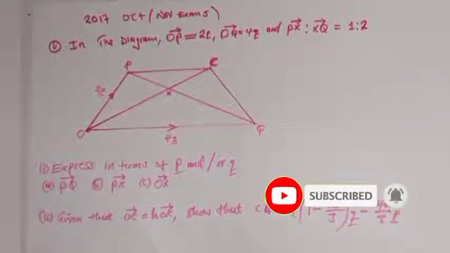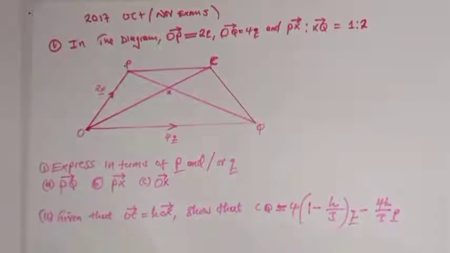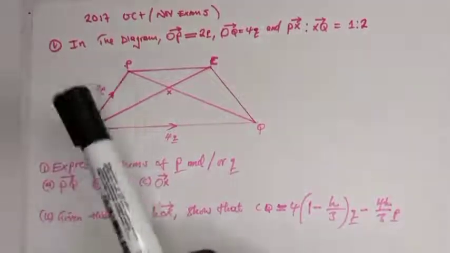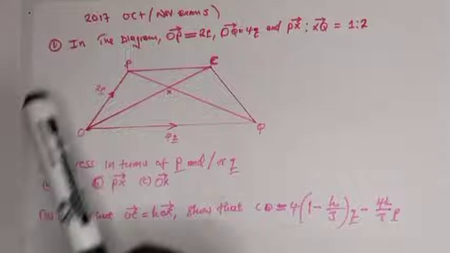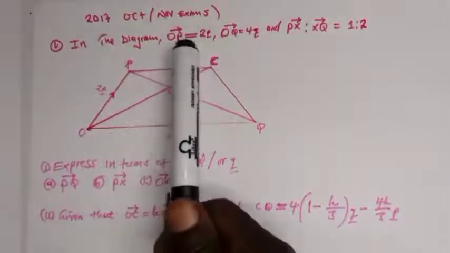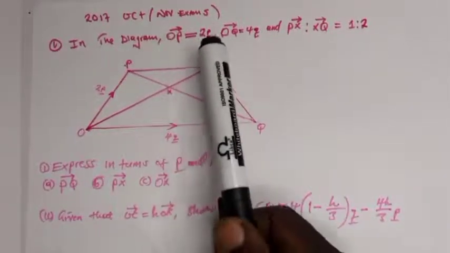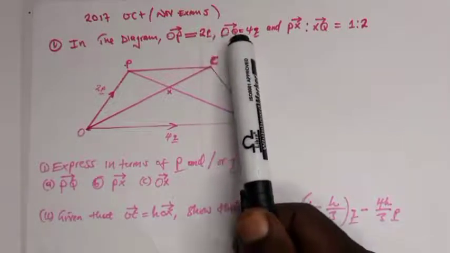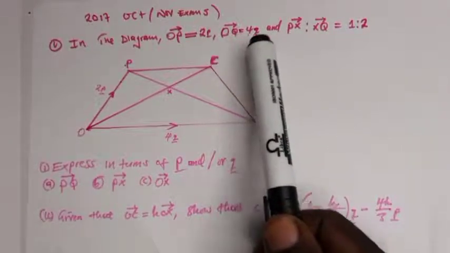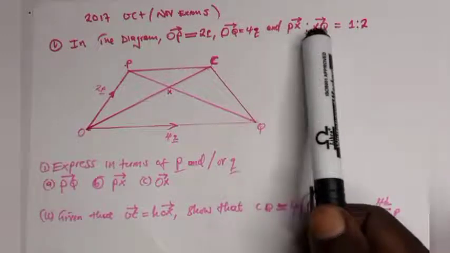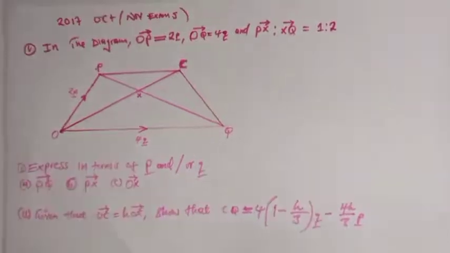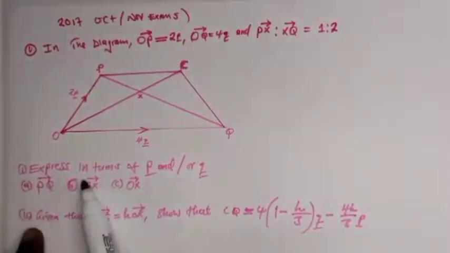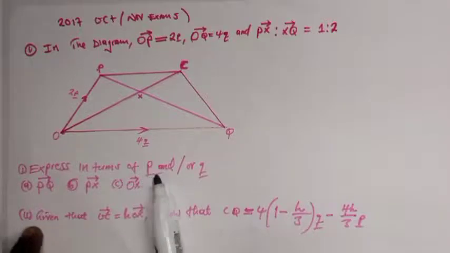And today's lesson we are looking at vectors. This question was extracted from one of the exam papers, the 2017 October/November exam. The question reads: in the diagram below, OP is equal to 2p, OQ is equal to 4q, and PX to QX is equal to 1 to 2. Here we are asked to express in terms of p and or q.